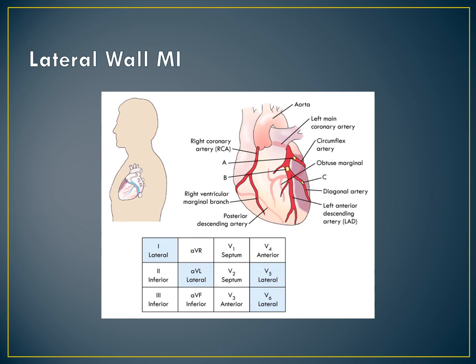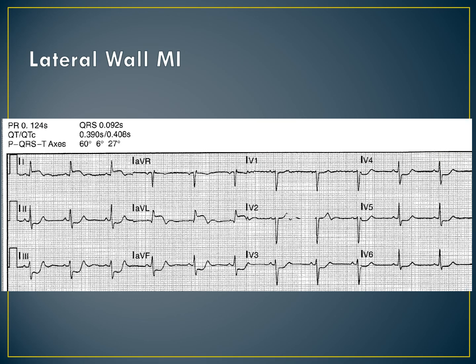In a lateral wall MI, there is a clot in the circumflex branch causing ST elevation in leads V5, V6, 1, and AVL. In this case, the mirror image would be on the inferior wall, which is 2, 3, and AVF. This is a 12 lead representing a lateral wall MI with ST elevation noted in 1 and AVL, with the reciprocal depression in 2, 3, and AVF.